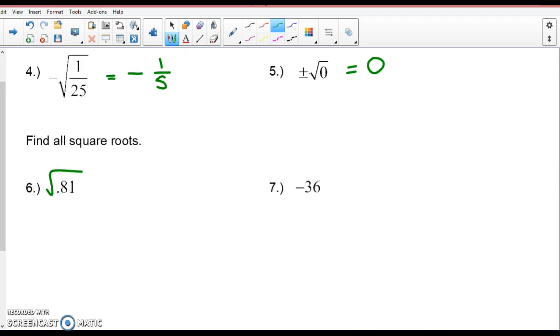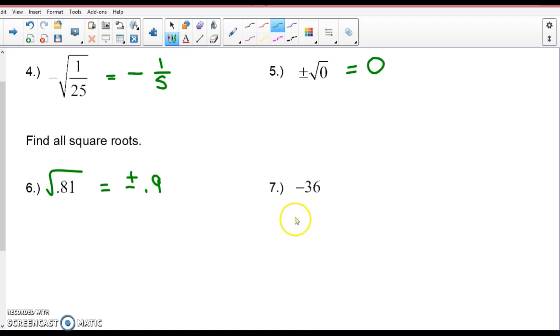Now, here we go. Find all square roots of 0.81. What are the square roots of 0.81? Go. Plus and minus 0.9. Because 0.9 times 0.9 is 0.81.